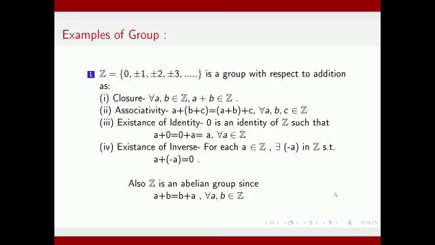Existence of inverse. For each A in Z, there exists negative of A in Z such that A plus negative of A is equal to the identity element of Z, and the identity element is 0. Therefore, A plus negative of A is equal to 0. Also, Z is an abelian group since it satisfies A plus B is equal to B plus A for all A, B in Z.